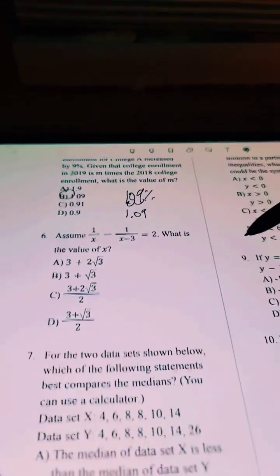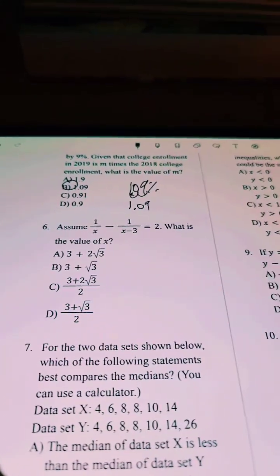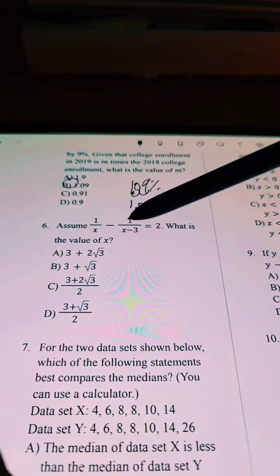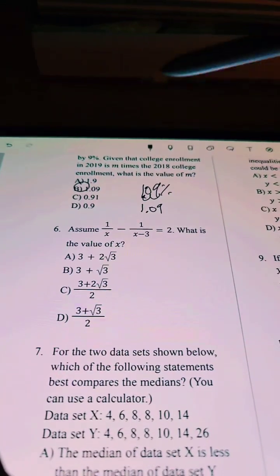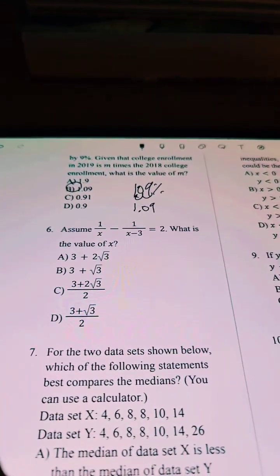Yes, 1.9, correct. Okay, let's go to number 6. Assume we have this right here. What is the value of x? Where did the 109 come from?